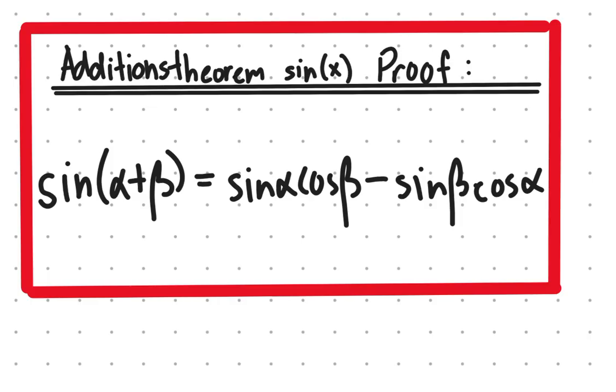In this video we're going to talk about the addition theorem of sine, the sine of alpha plus beta. It states that the sine of alpha plus beta, so when we are adding two angles or two constants, is equal to sine alpha cosine beta plus sine beta cosine alpha. In this video we're going to prove this using the Euler formula.